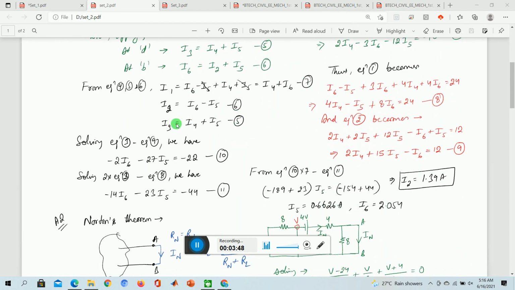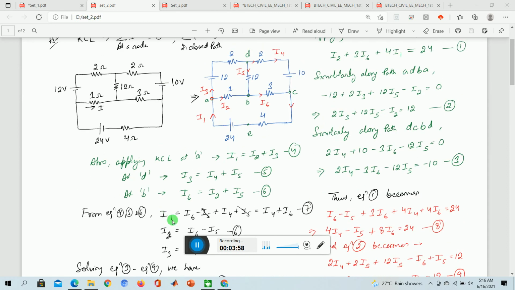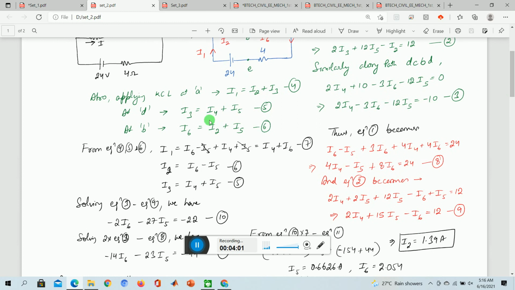Here we have tried to convert everything in terms of I4, I5, I6. Equation 3, and okay, this I1, so I1 is in terms of I2 and I3. So the I3 value and I2 value we substitute over here and try to get in terms of I4 and I6. I2 in terms of I6 and I5, I3 in terms of I4 and I5. We try to shift inside to I4, I5, I6. In these 3 terms, I1, I2, I3 we will nullify. We will try to replace these 3 in terms of these 3.